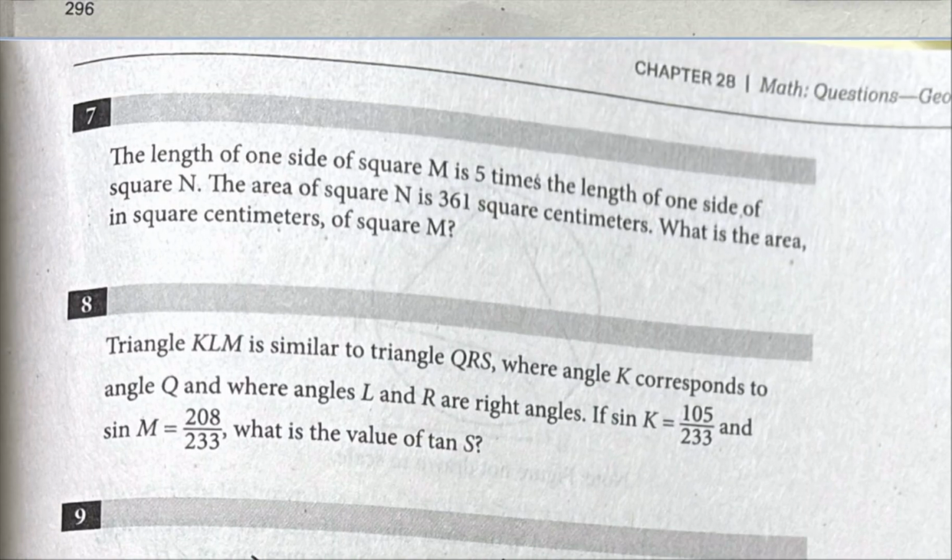Let's look at number 7. It says the length of one side of a square M is 5 times the length of another square N. Okay, so I'm just going to say that M is 5N. The area of square N is 361. What is the area in square centimeters of square M? Well, we know that N squared is 361. So M squared would be (5N) squared, or 25 times 361, which is 9,025.